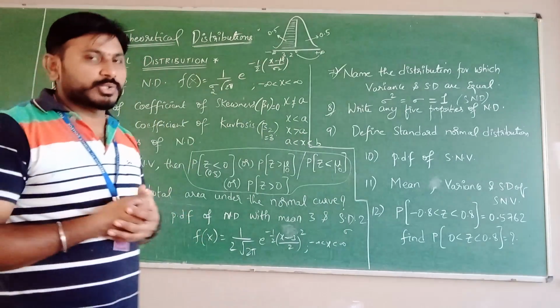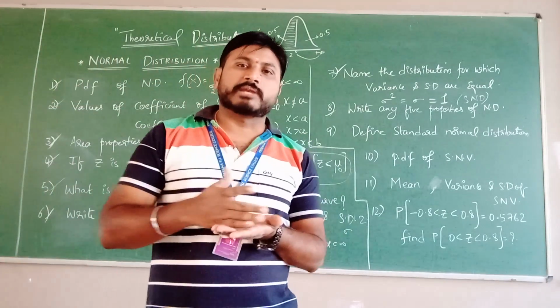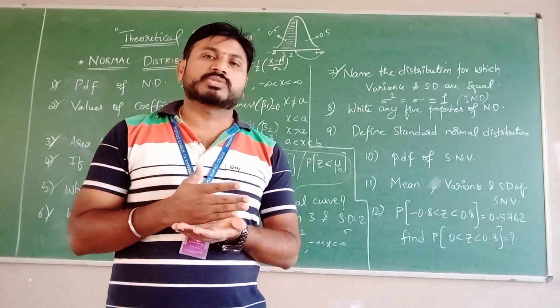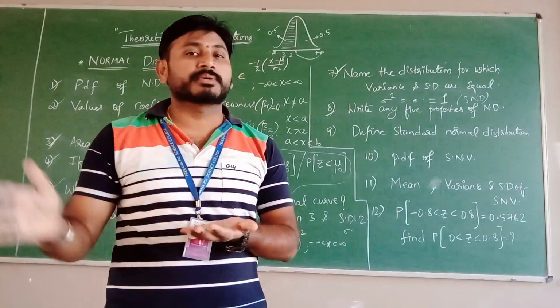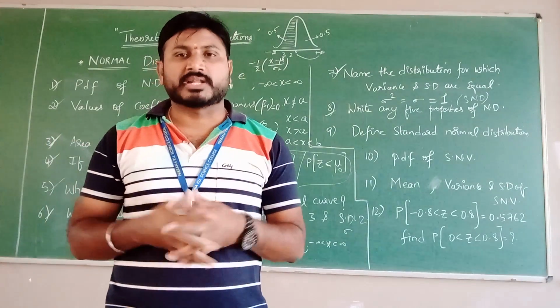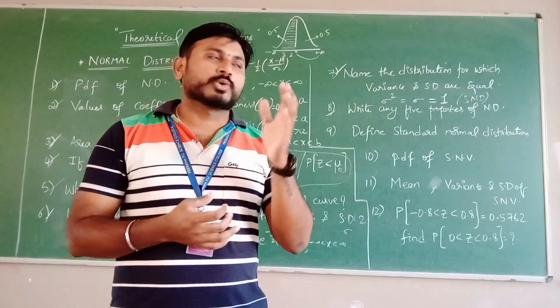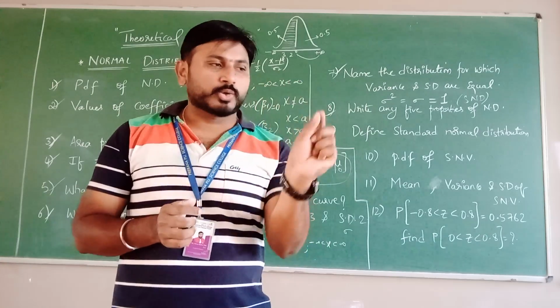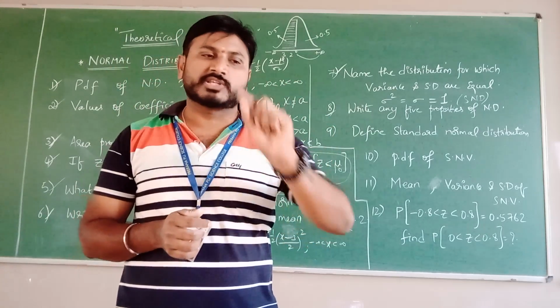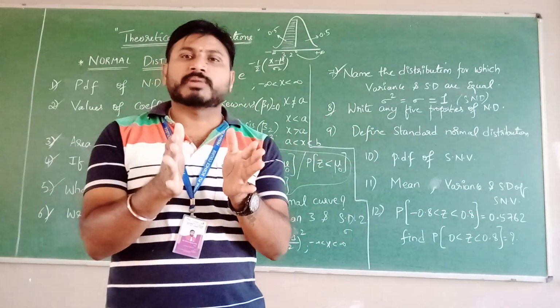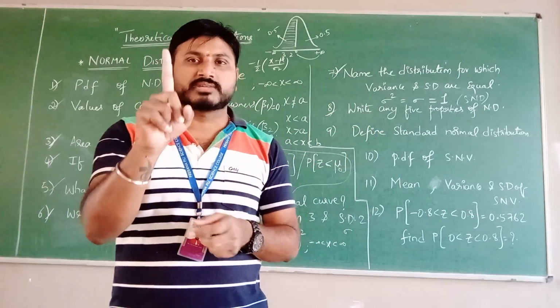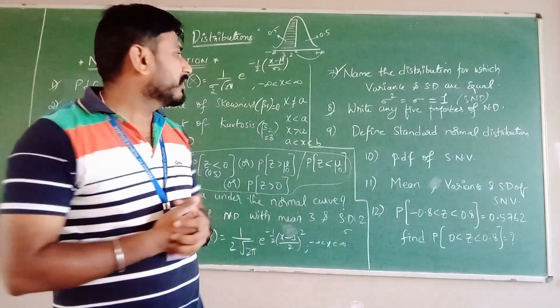Next, area properties, you know: plus or minus 1 sigma, 68% is covered; plus or minus 2 sigma, 95% is covered; plus or minus 3 sigma, 99.9% is covered. The area properties, isn't it? Now, the total area equals 1, that means 0 to minus infinity is 0.5, 0 to plus infinity is also 0.5. So minus infinity to plus infinity, the total probability is always equal to 1.